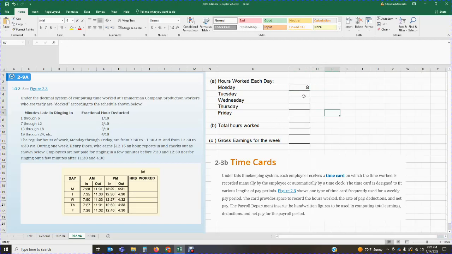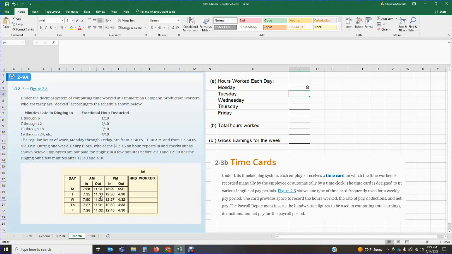Okay. So on Tuesday, something happened. On Tuesday, Henry clocked in at 7:35. At what time should Henry have clocked in? Henry should have clocked in at 7:30. He clocked in at 7:35. That means that he was 5 minutes late. Because he's 5 minutes late, we're going to have to penalize him 1/10 of the fractional hour. So we need to keep that in mind. He's late, so he's going to get an infraction of 1/10 fraction of the hour.